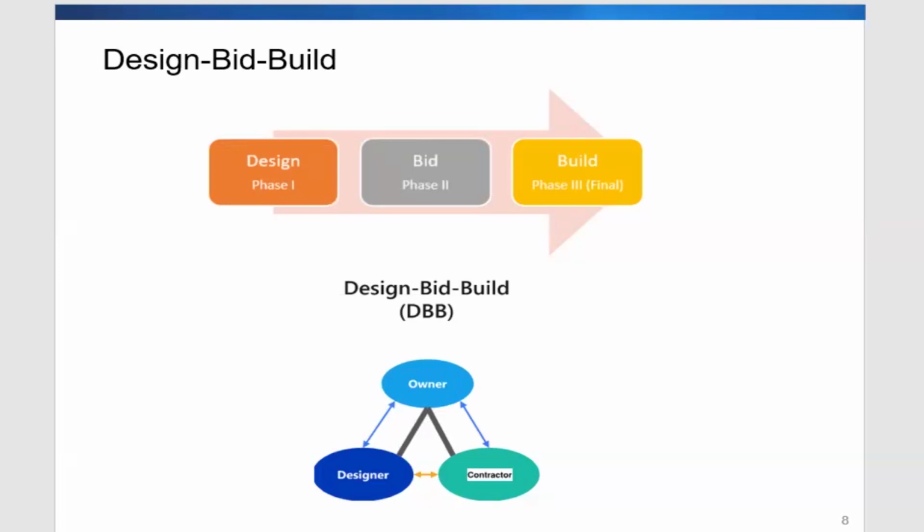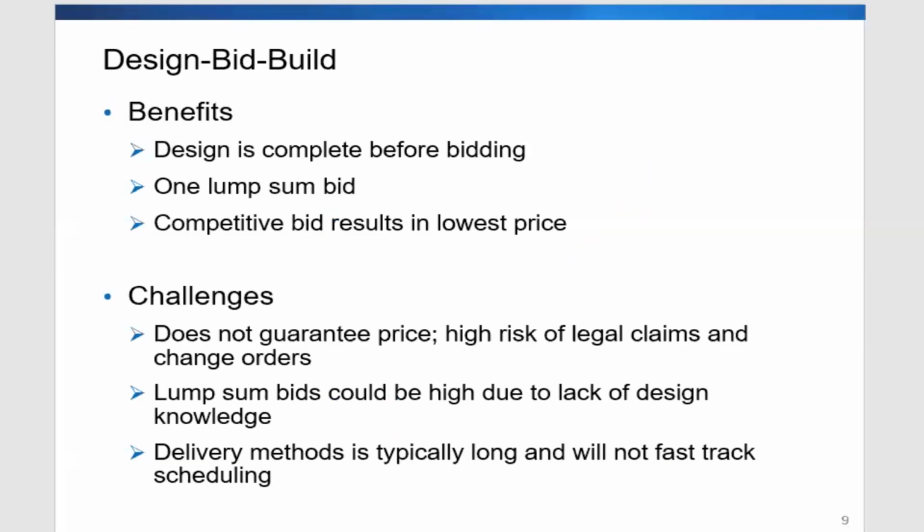So what are some of the benefits of this type of project delivery? First of all, the contractor has the benefit of having a complete design package to bid on. And then the contractor comes in with one lump sum bid for the project. And with several contractors bidding on the project, the usual approach is to select the contractor with the lowest bid. So in this case, since there's competitive bidding, the owner could enjoy some cost savings in selecting the contractor with the lowest bid.